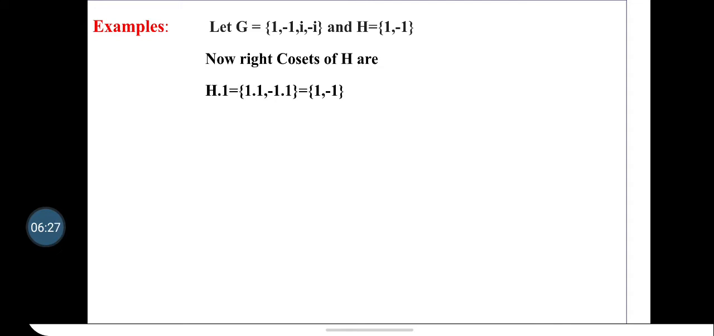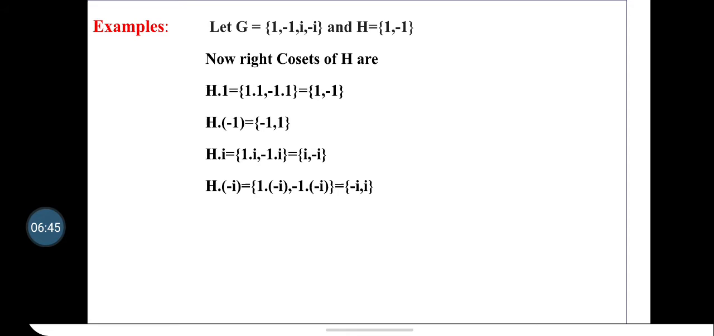So H·1 can be obtained by multiplying each element of H with 1: 1 into 1, -1 into 1. So {1, -1}. This is one right coset. And the next right cosets: H·(-1), H·i, H·(-i). So if you observe all these four cosets, you can observe the first two are the same. {1, -1} is the same as {-1, 1}, and {i, -i} is the same as {-i, i}.